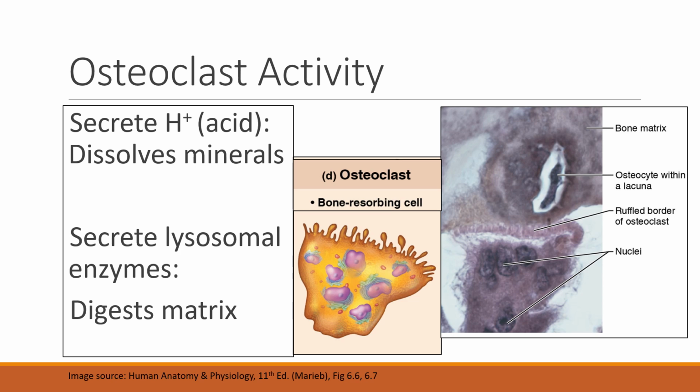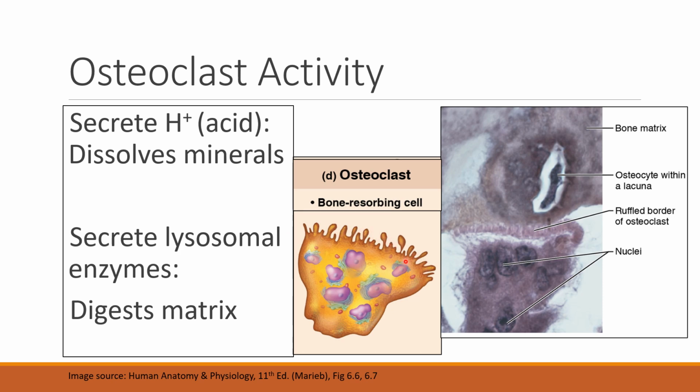A little bit more about osteoclasts themselves. You've seen this diagram before, but I flipped and reversed the image to make it look like this microscopic view here, right? So this is a microscopic view of bone. Here's some bone matrix. There's an osteocyte within the lacuna right there. This is the bone matrix. We have this thing called a ruffled border of the osteoclast. That's compared to this guy right here.